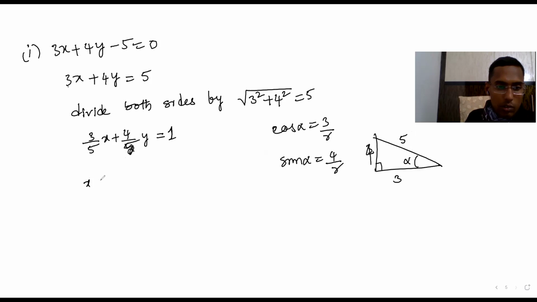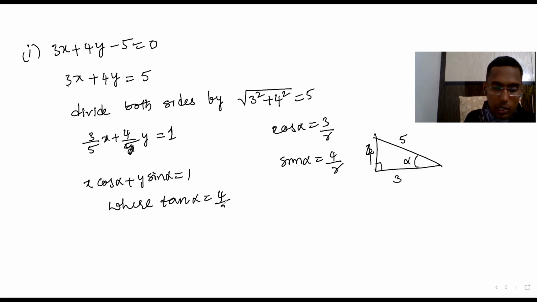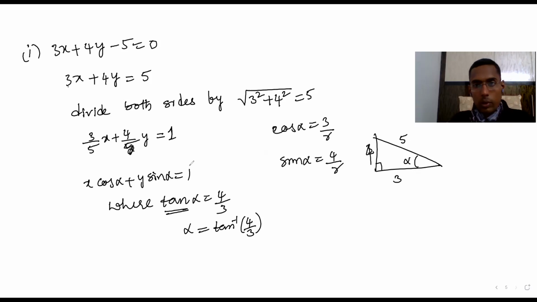So here x cos alpha plus y sine alpha equal to 1. What is alpha here? You should write like this: tan alpha equal to 4 by 3, alpha equal to tan inverse 4 by 3. But anyway, you can write tan alpha equal to 4 by 3, that's enough.